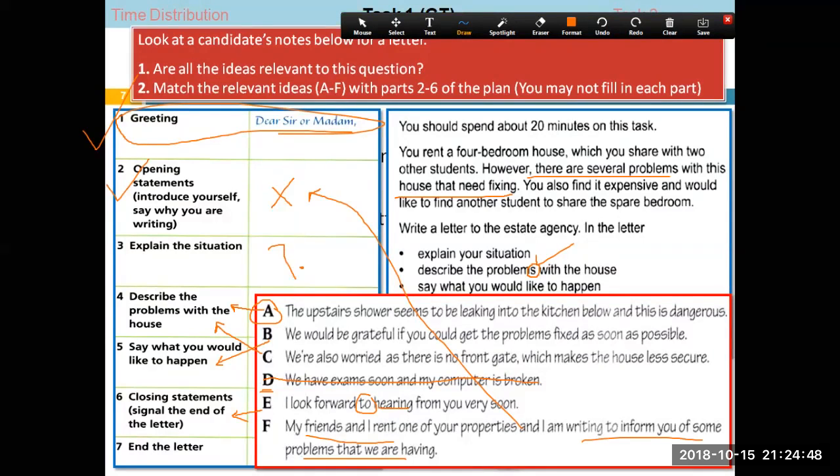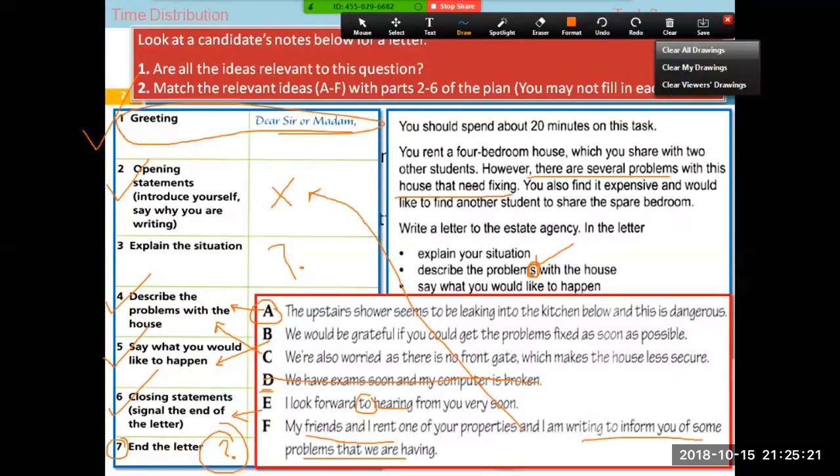Keeping in mind this, we have written at least two problems. Number five, you are done with it. Number six, we're done with it, but not the end of the letter. What should it be? We don't know the name of the person, so it should be "Yours faithfully." Exactly, good. So now we are left with number three. Explain the situation.